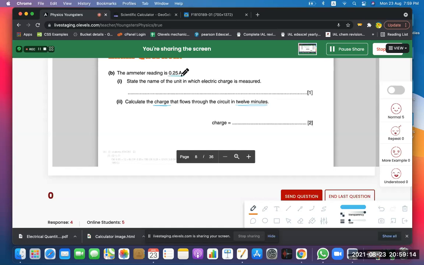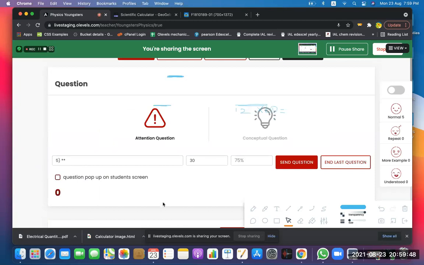So, first we have to underline this as well. This is also important for us. Then we want to convert the time into seconds, so we will multiply by 60. Yes, very good. We'll multiply 12 by 60 to convert the time. Then we will convert the 12 minutes into seconds. Then we got the answer.